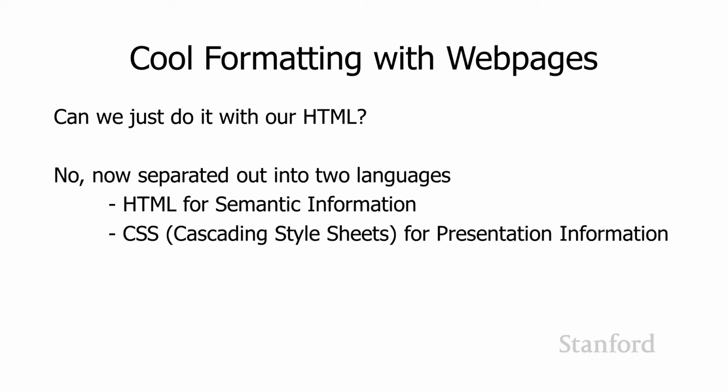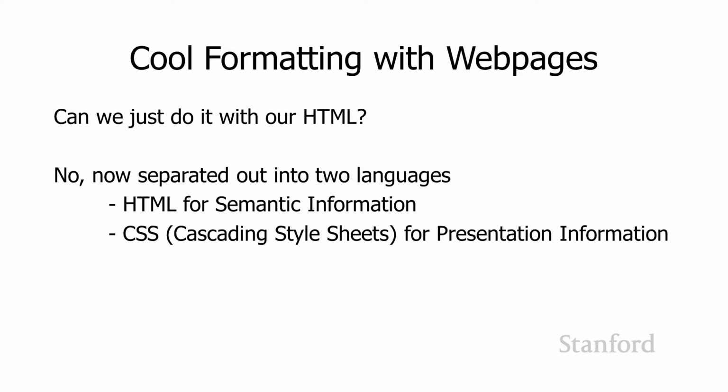Similarly, if we have a list of items, the semantic information is it's a list of items. The presentation information could be, well, I don't really want to use bullets there. I want to use little Stanford tree logos in front of each of the items in the list. Or I want each of the items to be separated by a 2-pixel red line. So that's the presentation information.